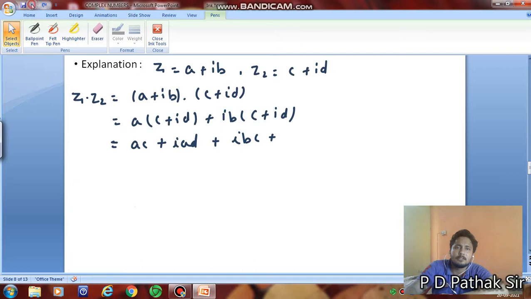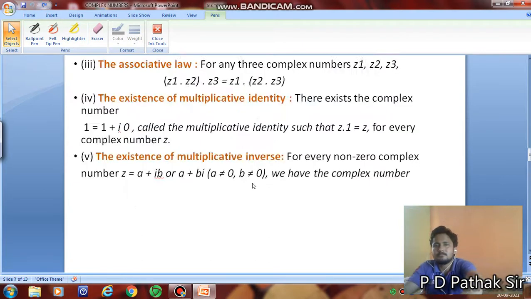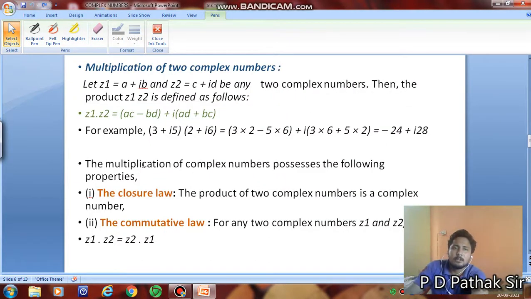Let's come to the next topic. Now these are the examples: 3 plus iota 5, 2 plus iota 6. So this is the multiplication, you can do this. Now the multiplication of complex numbers possesses the following properties.